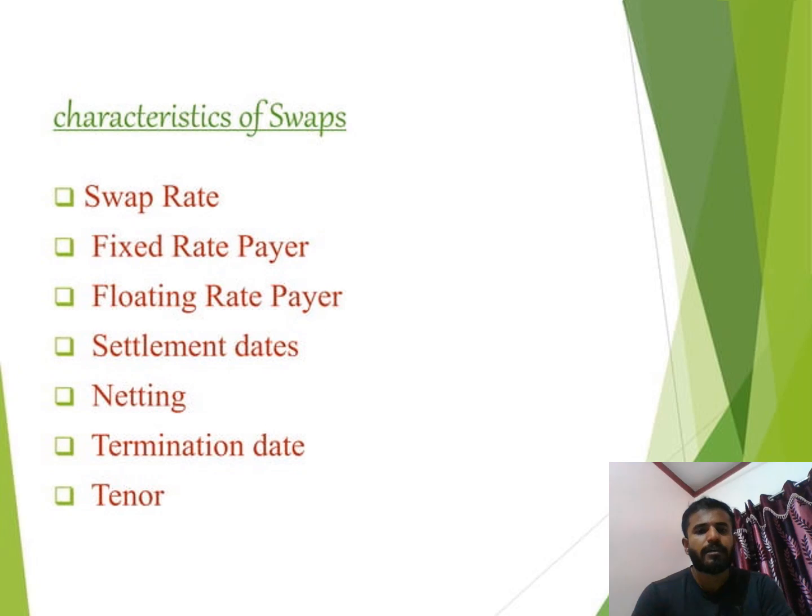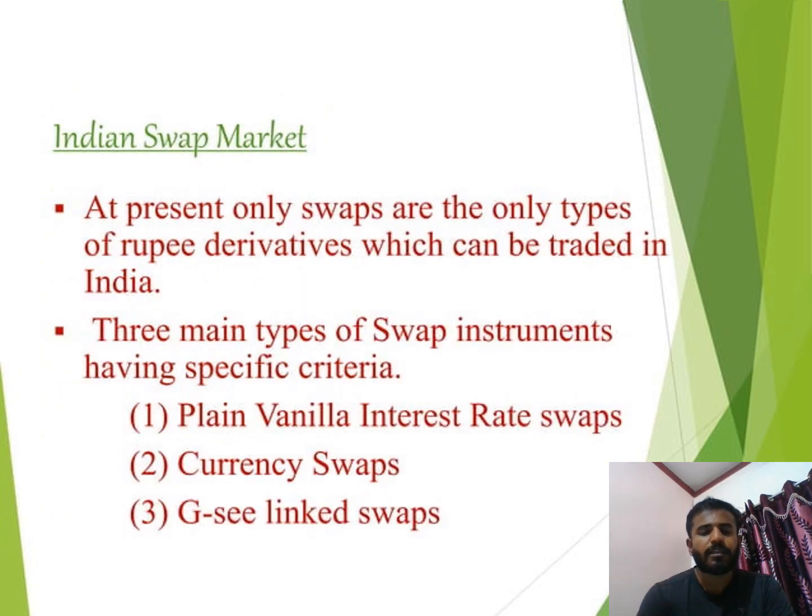Characteristics of swaps are swap rate, fixed rate payer, floating rate payer, settlement dates, netting, termination date, and tenor. In the Indian swap market at present, swaps are the only type of rupee derivatives which can be traded in India. The main three types of swap instruments having specific criteria are plain vanilla interest rate swaps, currency swaps, and GC linked swaps.